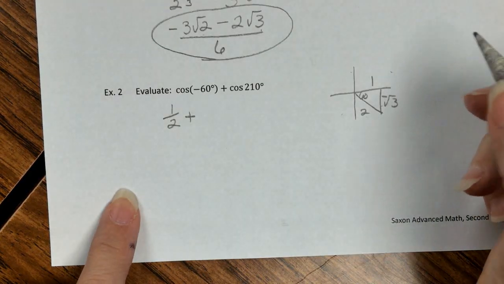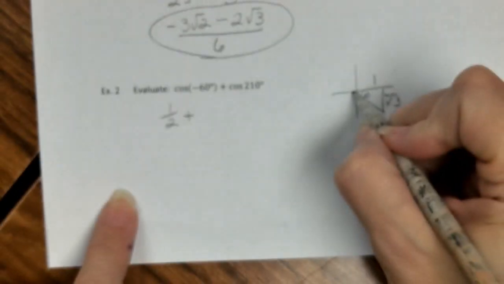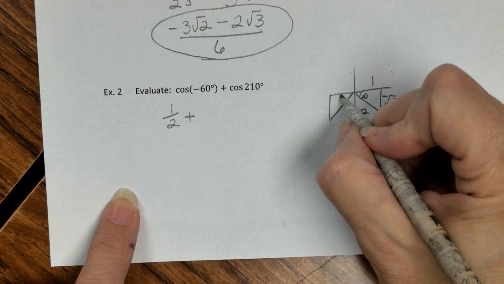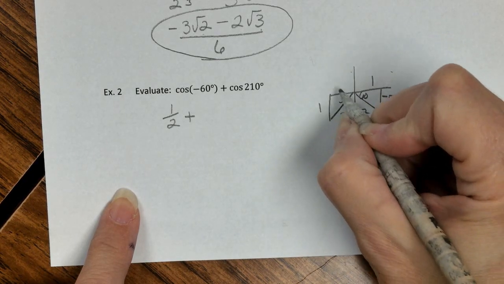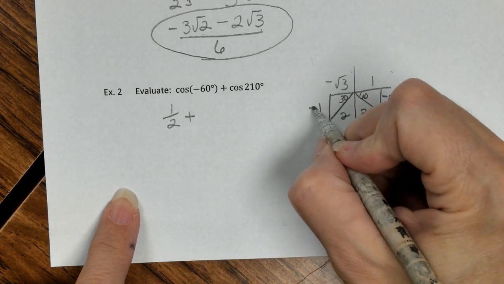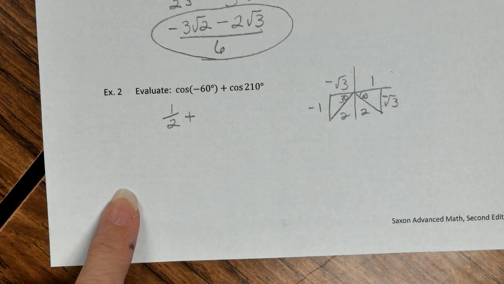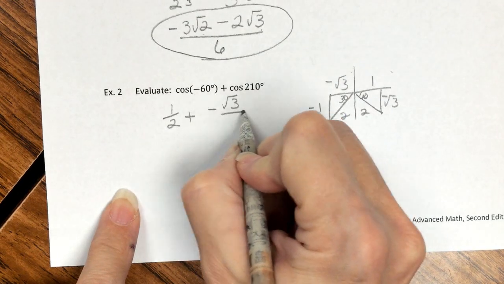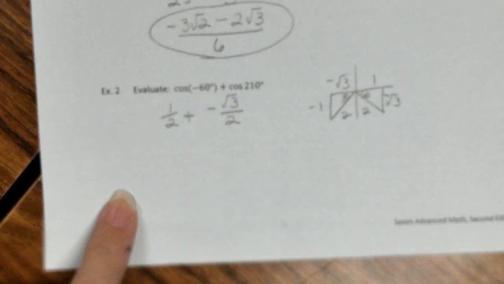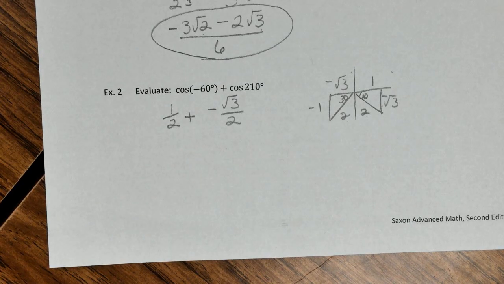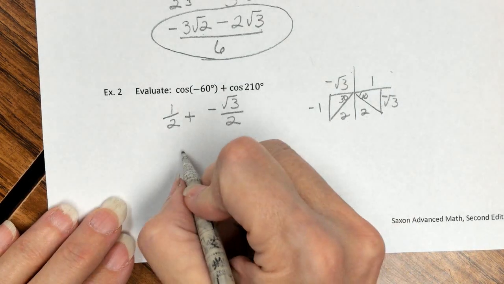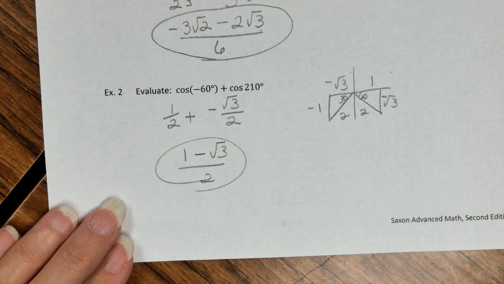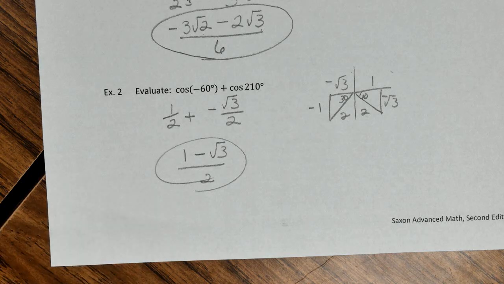Plus, and then cosine of 210, that would be over here. 210 minus 180 is 30. 1, 2, root 3. The x and y are negative. Cosine is adjacent over hypotenuse, so negative root 3 over 2. These already have common denominators, so then we just write it as one fraction. 1 minus root 3 all over 2. And we're done with that one already.